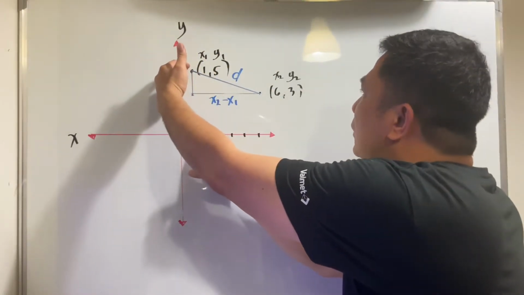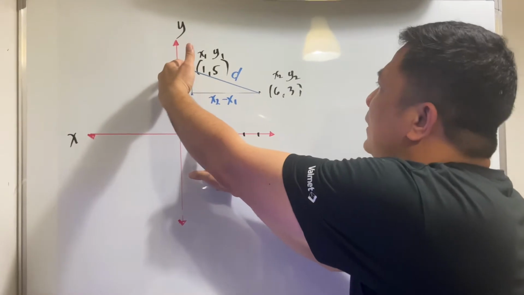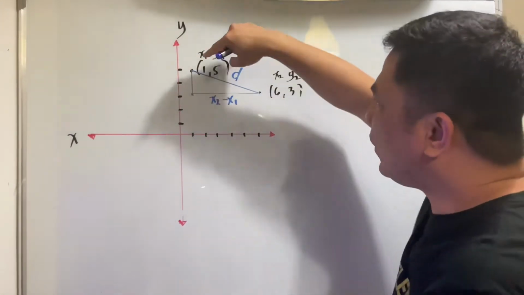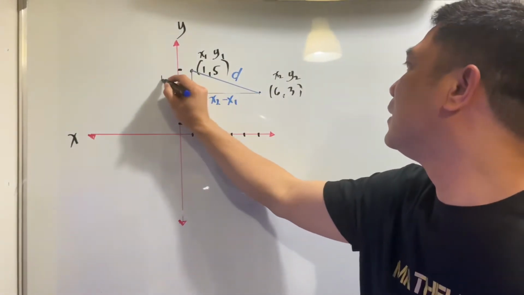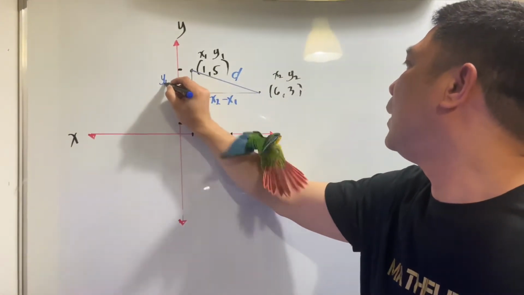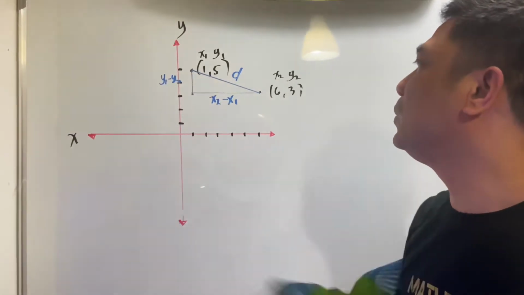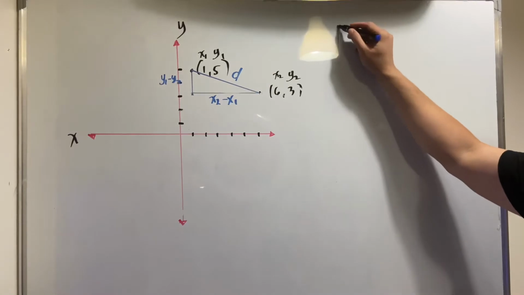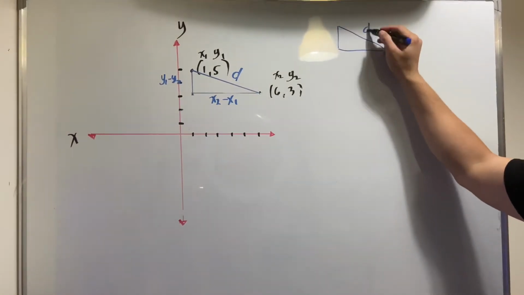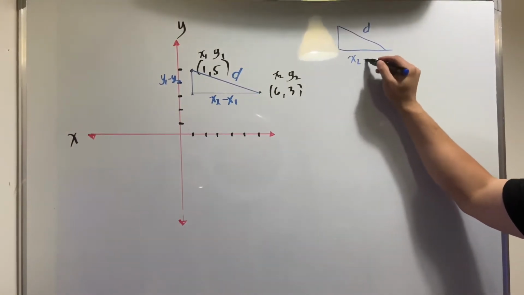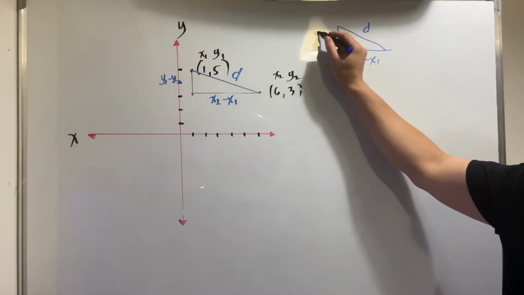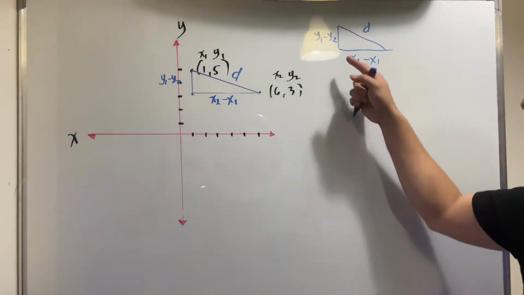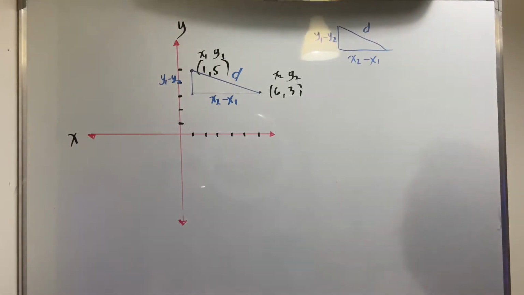Similarly, if I want to get the distance of this line, it will be your y1 minus your y2. So y1 minus y2. In other words, you have a triangle now, which is like this: d, and then you have x2 minus x1 and y1 minus y2. So you have a right triangle, and d would be your hypotenuse.